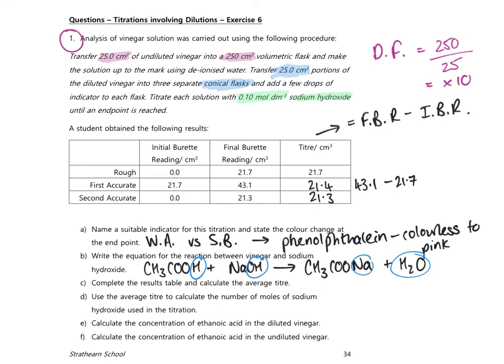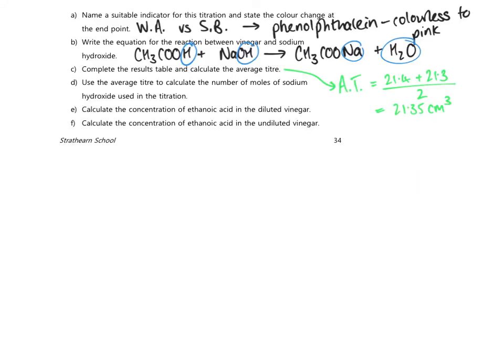So part C then asks us to complete the results table, which we've already done, and calculate the average titre. I'm just going to do this off to the side, but hopefully you've done it on file paper to give yourself a wee bit more room. Remember, your average titre is calculated from your two accurate titrations, so your 21.4 and your 21.3. You do not include the rough. So you're simply taking the average of 21.4 and 21.3, so add those two together and divide by 2, and that should give you 21.35 centimetres cubed. Let me just carry this on at the bottom of the page.